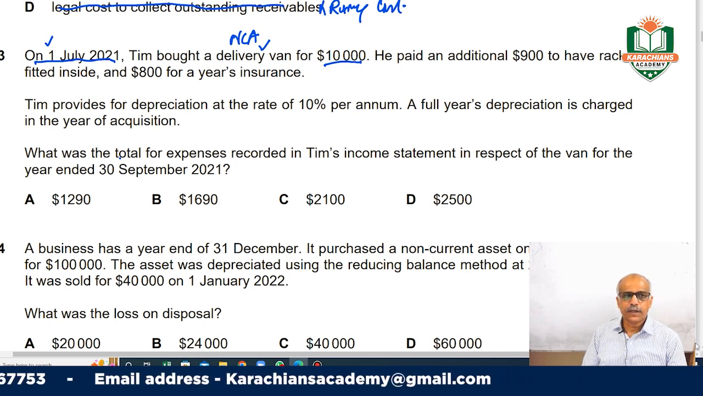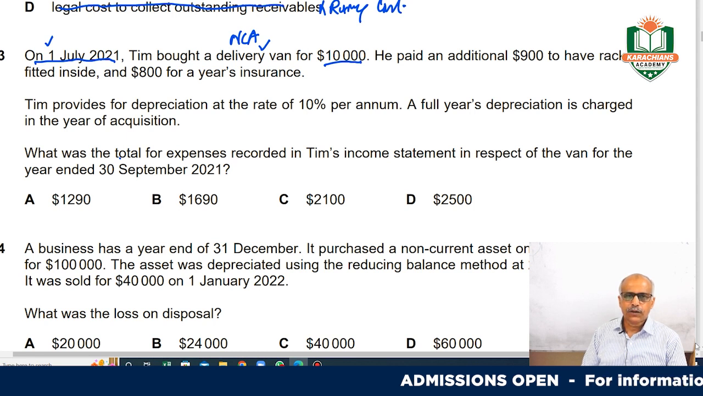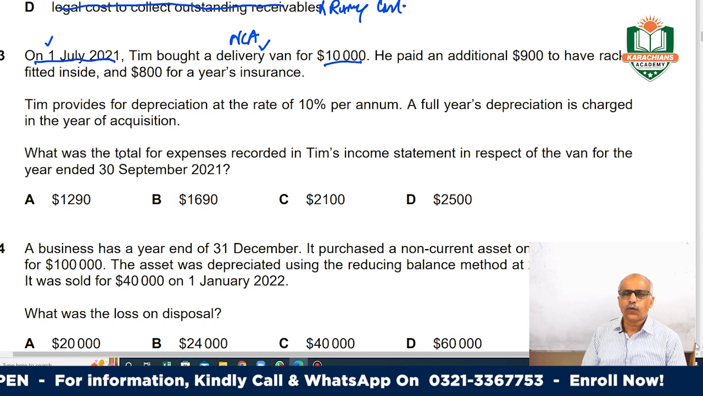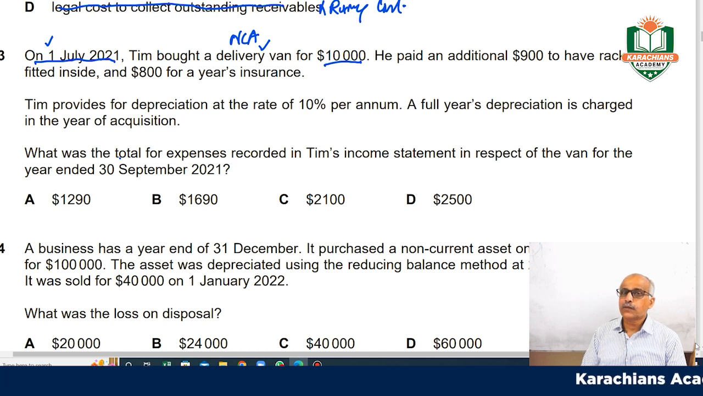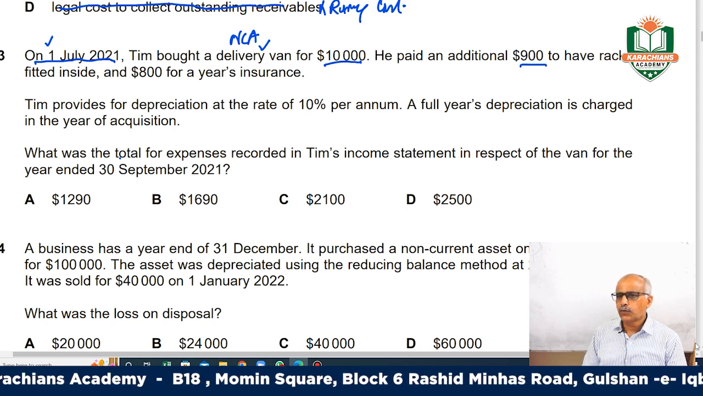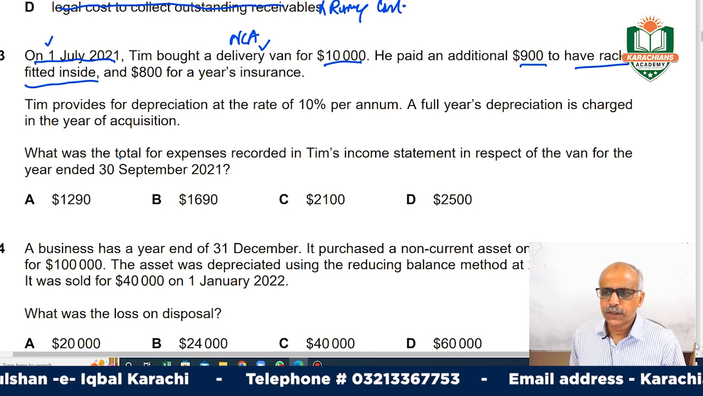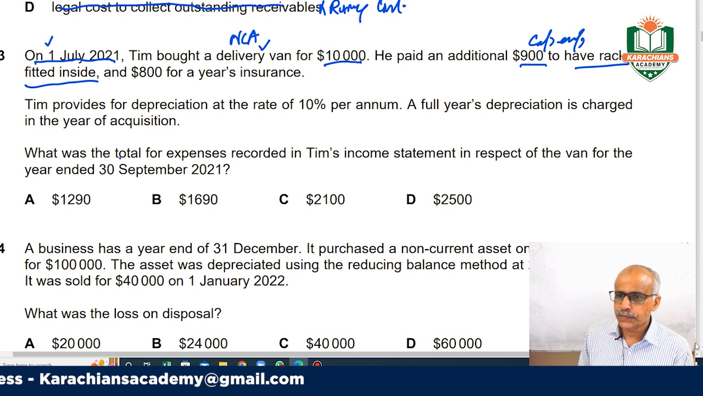And I explained to you in question number 2, any cost incurred on any non-current asset is capital nature of expenditure. So if any expenditure that you incur on it before it comes into operation, and those expenses help improve its operation, then all those expenses will become its cost, right? So of this delivery vehicle, you paid an additional 900 to have racks fitted inside. It is a delivery vehicle, so you have to install some racks. So that racks cost will be your capex. Number one, this is your capex, right?